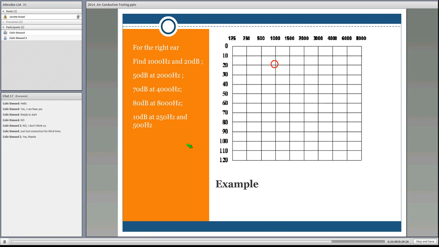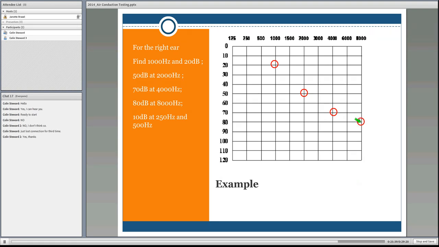And now 50 decibels at 2000 hertz. So here's 2000 hertz, here's 50 decibels. So that's where we want our circle to be. And there it is. Okay, 4000 hertz. We've got 4000 and we're at 70 dB. So let's hope it goes there. Yep. And then we've got 80 dB at 8000 hertz, which would be this spot here.